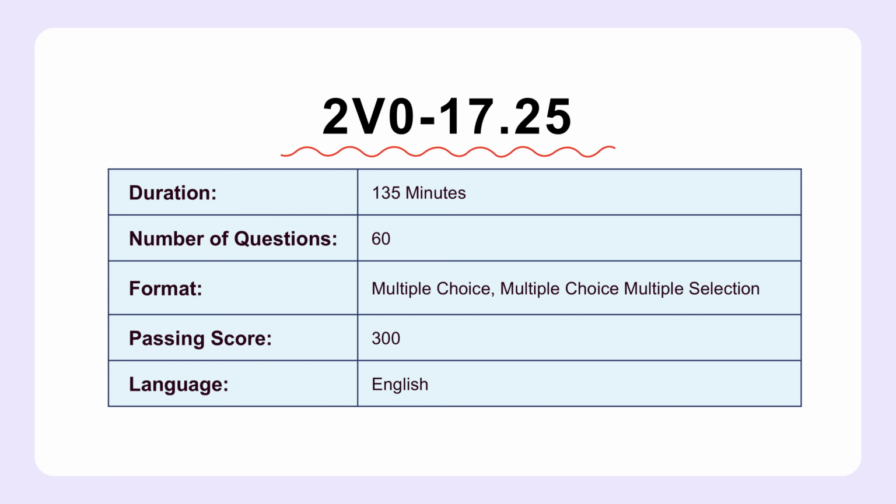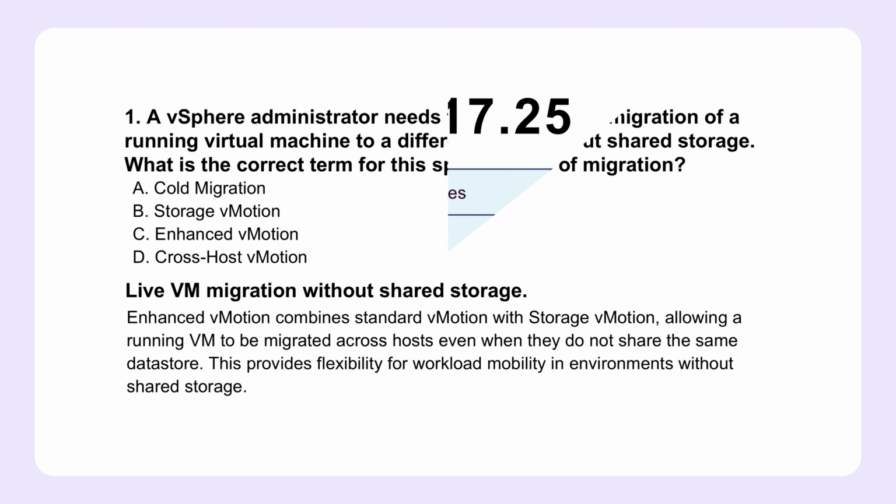Just for context, the exam itself is about 135 minutes, 60 questions, multiple choice, needs a 300 score, all in English. But that's just background. Yeah, and what's great about using these questions is that they're essentially concise problems. They really make you think about how different vSphere features fit together. It helps understand not just what something does, but why it's important in a real setup. Right, what it means for the whole system. Totally agree. Okay, let's dive in.